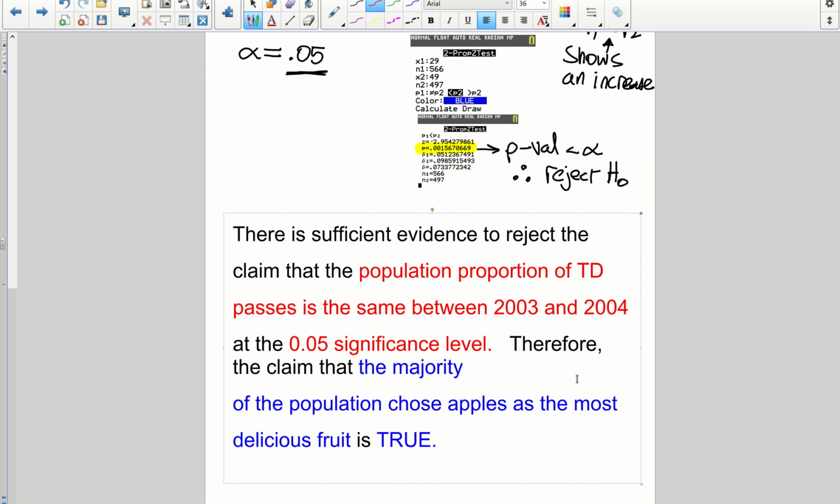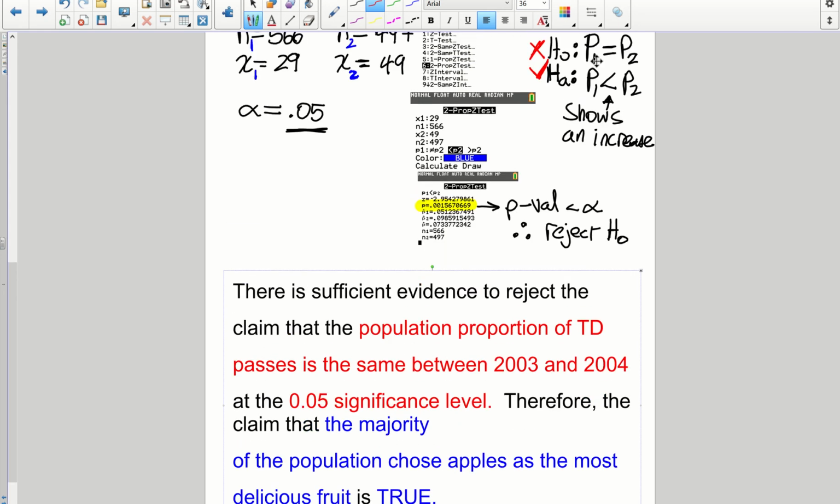All right, so that I think did a fairly good job of addressing the null hypothesis, because the null was saying that P1 equals P2. P1 is the population proportion of touchdown passes in 2003. P2 is the same thing in 2004. So I could have written the claim that the population proportion of touchdown passes in 2003 is equal to the population proportion of touchdown passes in 2004. But I've gotten writer's cramp just thinking about that. So I don't want to do that. So you streamline it a little bit.